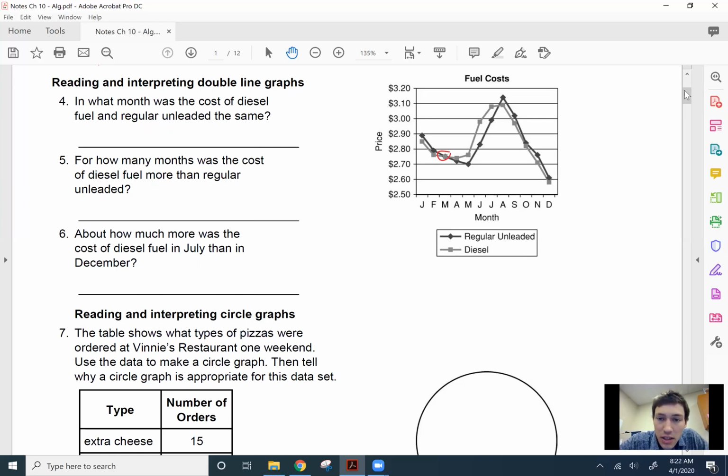And if we look, that occurs right here. Well, this is January, February, that would be March. So at March, they are the same. For how many months was the cost of diesel fuel more than the regular unleaded? So where diesel was more than unleaded. So that happens here. 1, 2, 3, 4. Not here, not here. Not here, not here, not here, not here. And here's the same cost, not there and not there either. So it looks like for 4 months.